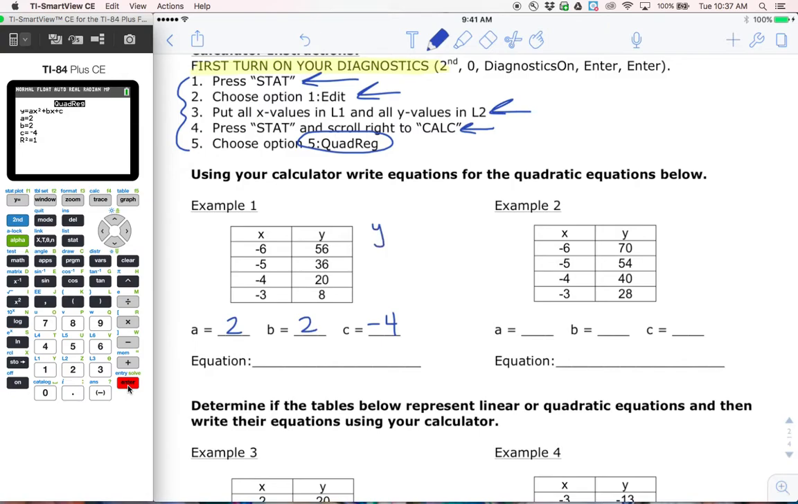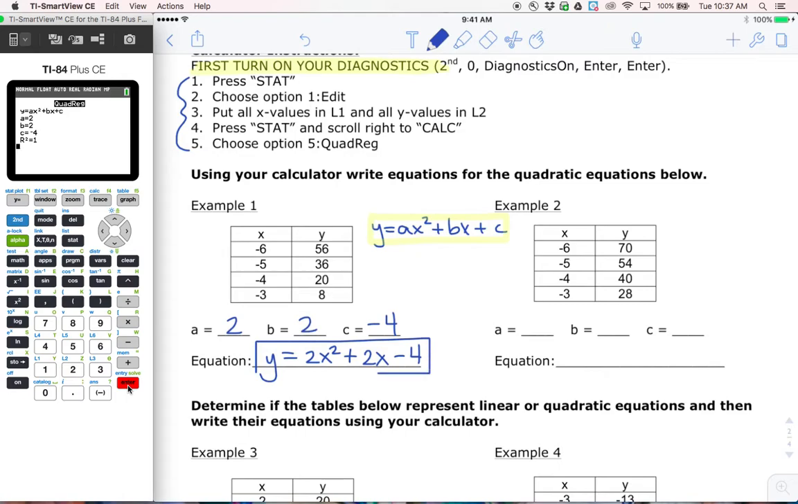equation. Well, remember, my formula is ax squared plus bx plus c. And this right here is what I'm using to write my equations. Okay, so what we're going to do, say y equals ax squared. Okay, well, in this case, that's 2x squared plus bx. All right, well, in this case, that's 2x. And then finally, plus c, which I can just write -4. So here's my equation from that given table.